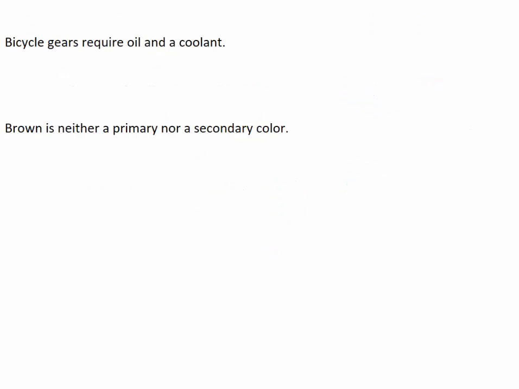Okay, so this might not be typed in your handout. If it's not typed in your handout, just flip over on the back of the page and jot it down. Bicycle gears require oil and a coolant. So I need to decide what kind of statement this is and whether the overall statement is true or false. All right. So my P statement is bicycle gears require oil. My Q statement, bicycle gears require a coolant. And I have "and." So this is P and Q. So it is a conjunction.